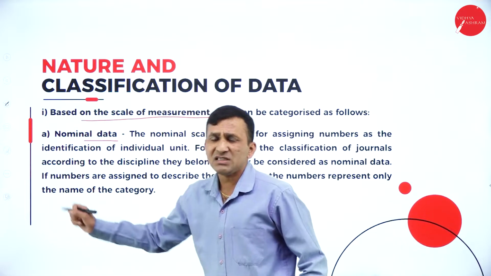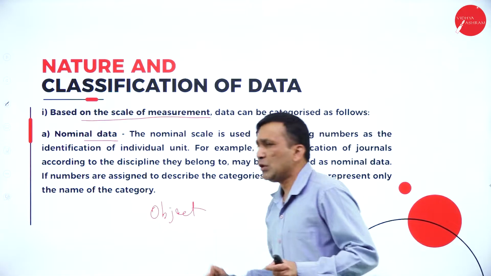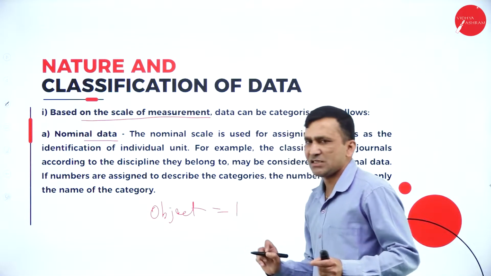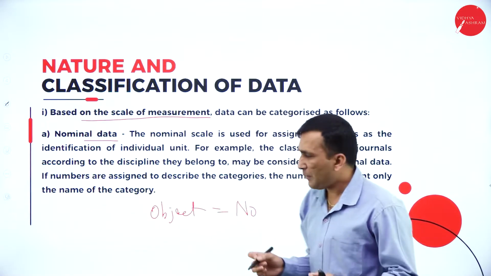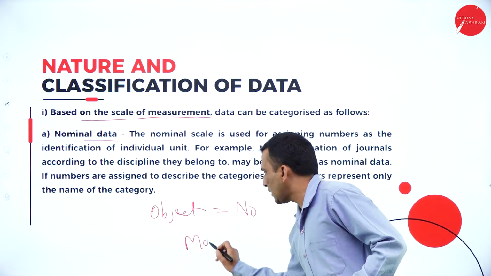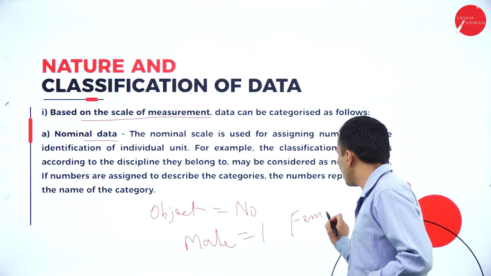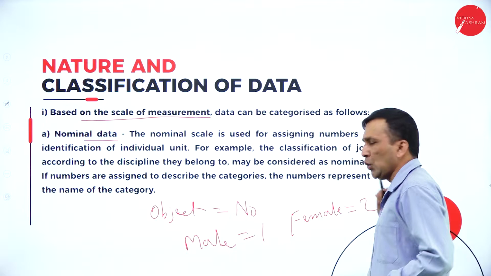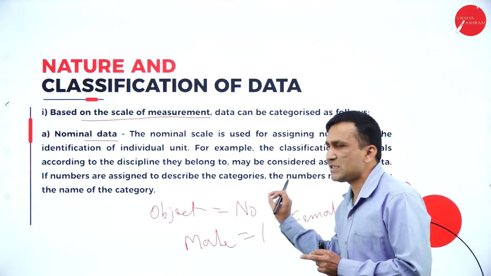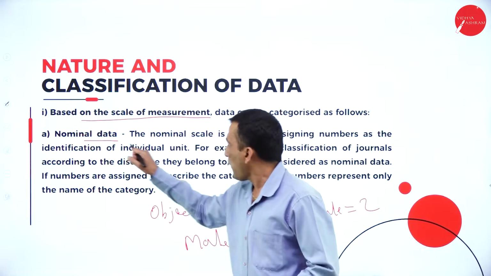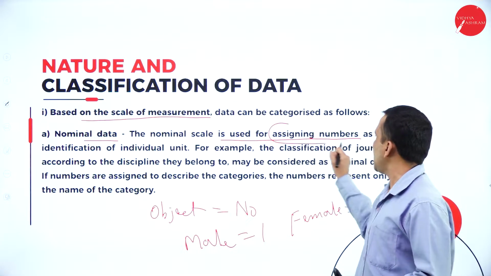Nominal means any object to which you are assigning numbers, which is called nominal data. Example, male I can write 1, female I can write 2. So when the objects or characteristics we are labeling as a number, that is nominal data. The nominal scale is used for assigning numbers. Very simple here, assigning a number.